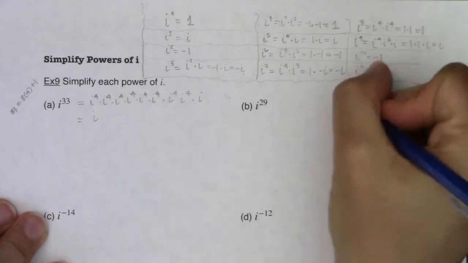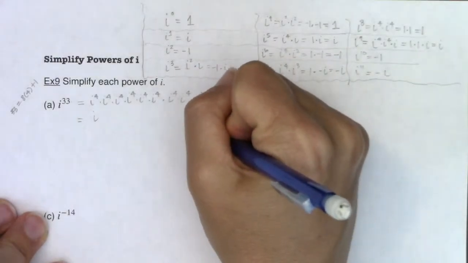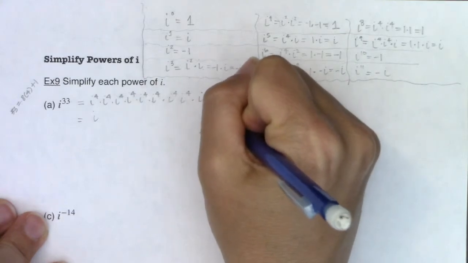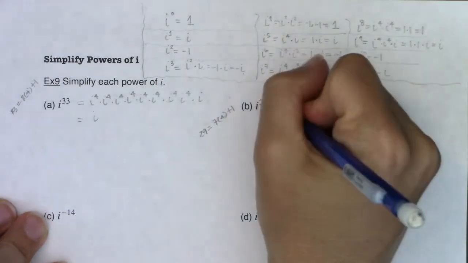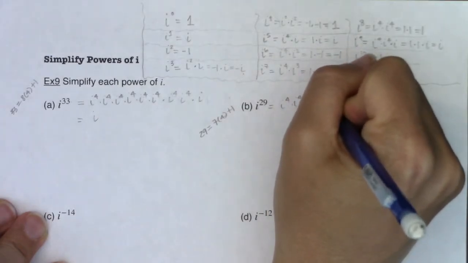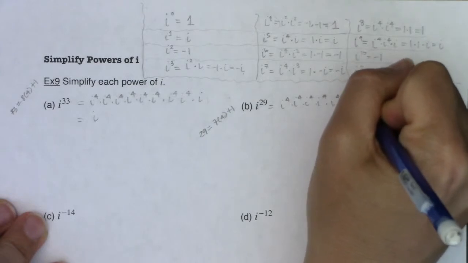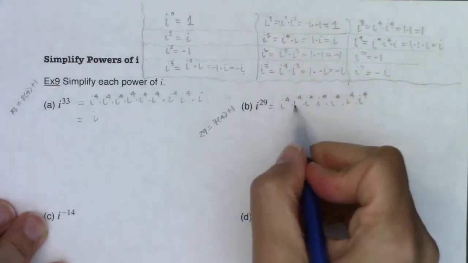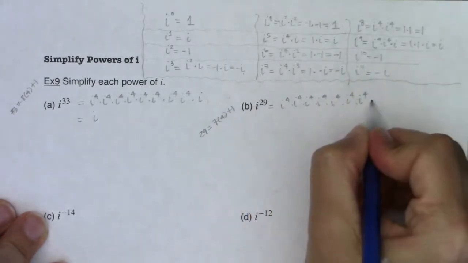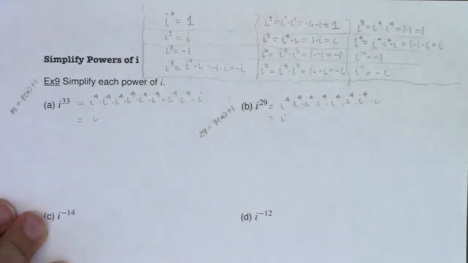Let's think about 29. If I think about the number 29, I know 29 is 7 times 4 plus 1. So this would be I to the fourth times I to the fourth times I to the fourth times I to the fourth. Give me a sec. I got to write 7 of them. I think I have it. 1, 2, 3, 4, 5, 6, 7 times I. So ultimately all of these will turn into 1 and I get an I.